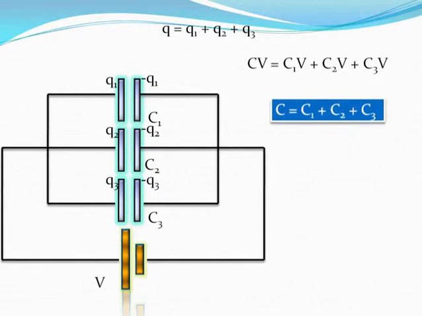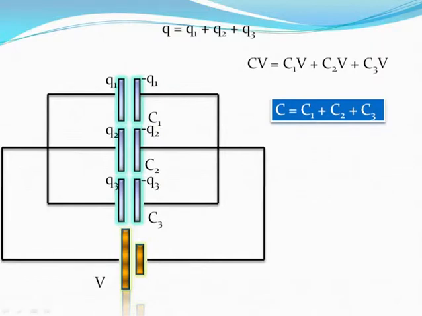The equivalent capacitance in case of a parallel circuit is C equal to C1 plus C2 plus C3. So the equivalent capacitor that can replace all the capacitors connected in parallel is basically the sum of all the individual capacitances. Understood? Again, you must carefully remember this formula.